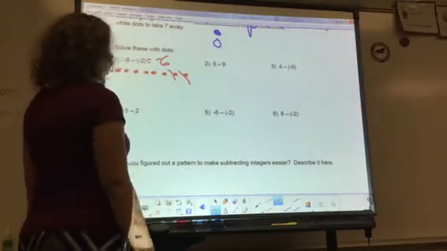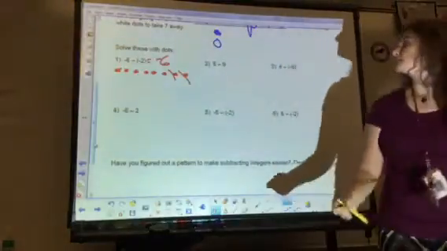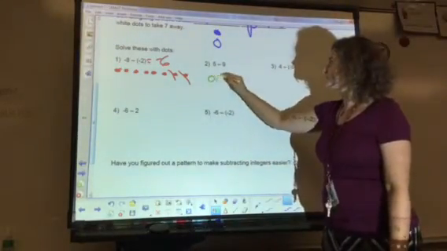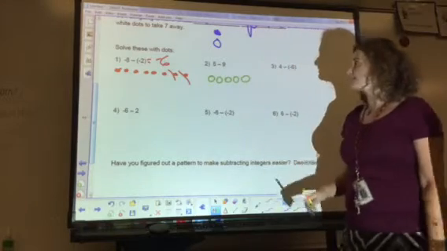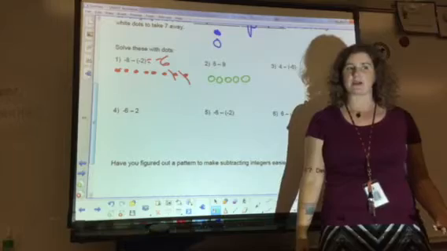Pretty easy, right? What about here? 5 take away 9. 5 is positive, 9 is positive. So 1, 2, 3, 4, 5. I don't have enough positives to take 9 positives away, right?